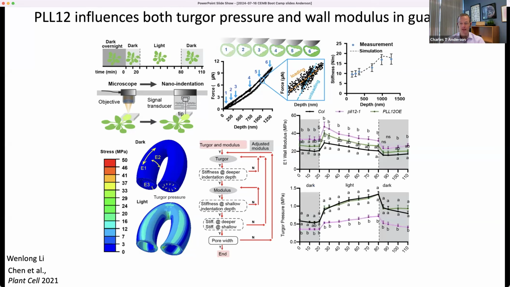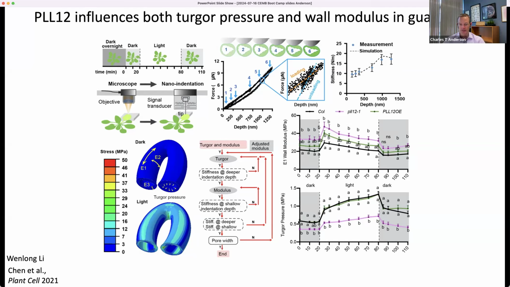So when we do this in wild type, which is shown in black here, when we start out with the lights off and we turn the lights on, we see a slight increase in wall modulus that slowly relaxes over time and then goes back down to baseline when we turn the lights back off. You can see that the PLL12 cell walls, or the wall modulus in the so-called E1 direction, which is this longitudinal direction, is substantially higher than the modulus in the wild type. And then the overexpression, which is shown in green here, is somewhat in between.